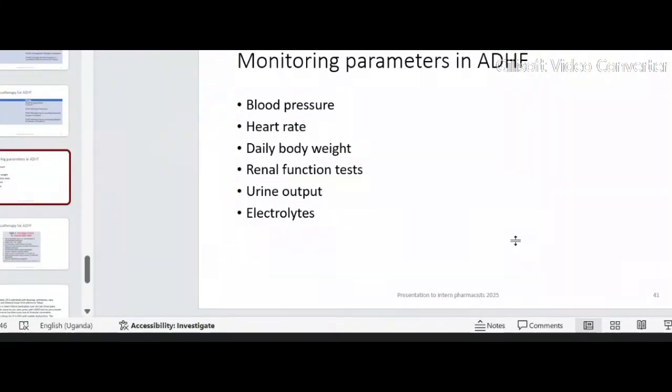How do we know that furosemide is working? If they are reducing their weight. On a daily basis you check their weight until the day when the weight is constant and you're seeing they are dry. That's when you know you have achieved success with your furosemide. Check renal function because you're giving drugs that make the patient urinate, so they must be urinating. If they're not urinating, there's a problem.